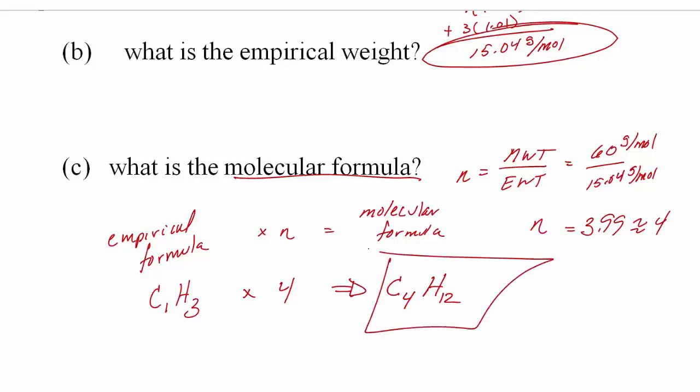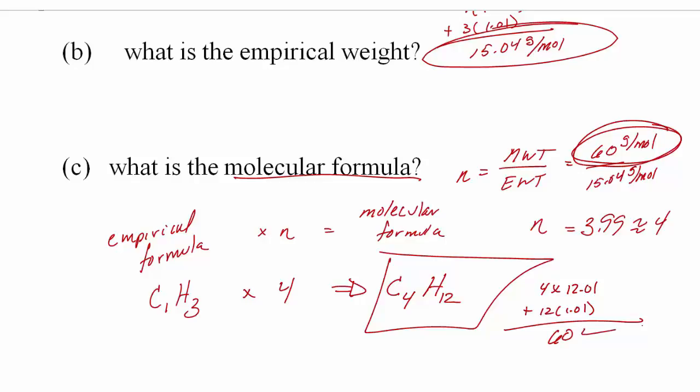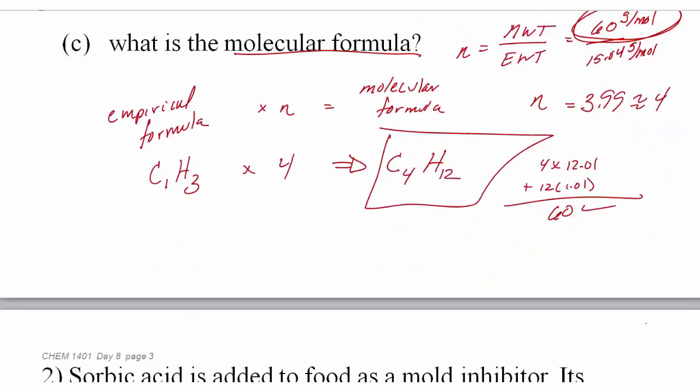C4H12. There's my answer. That's my molecular formula. Now, if I find the molar mass of this, I better get 60, because the molar mass of this compound is 60. 4 times 12.01 plus 12 times 1.01. Yeah, I get 60. It works. That's the right answer.